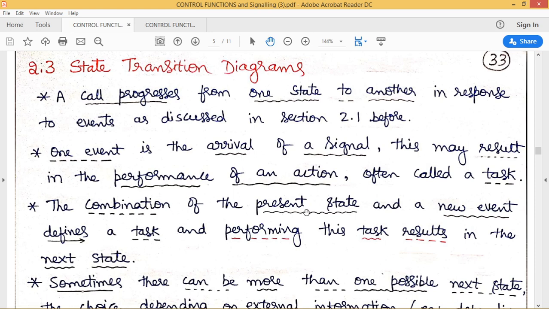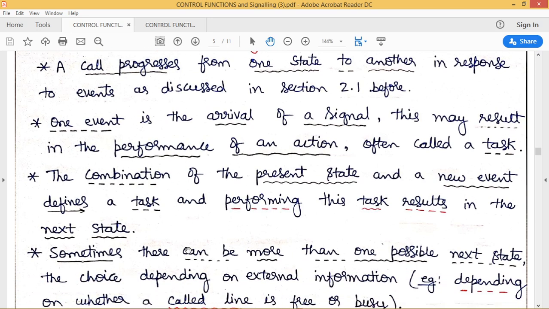So in what state the exchange presently is, and also what new event is taking place, that defines the next task, and performing this task results in the next state. So depending upon what task is being made, the next state will be decided. Of course, we will discuss how the state transition diagram looks.